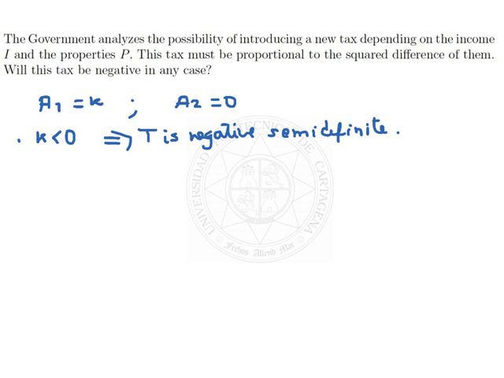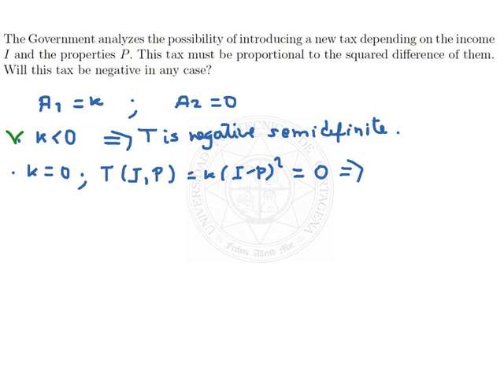So when k is less than 0, we have that the tax is negative semi-definite. Now we study the case where k is 0. In this case, if you have a look at the quadratic form, this was k times (I minus P) squared. So if k is 0, this result is 0, which doesn't make any sense in this case. This means that t would be a null tax in any case.